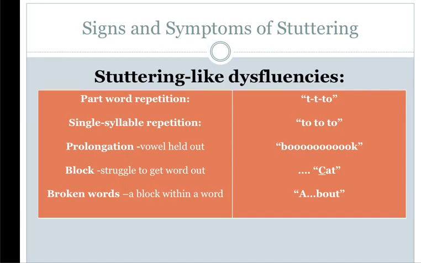Here are a few types of disfluencies that are better indicators of true stuttering than other types of disfluencies. They include part-word repetitions such as t-t-tu, single syllable repetitions like tu-tu, or the; prolongation, where the vowel is held out, like book; blocks, where there's a struggle to get the word out, like cat; or broken words, where there's a block within a word, like about.